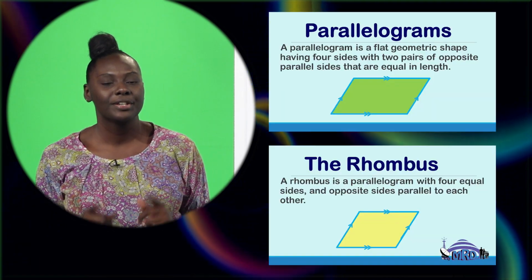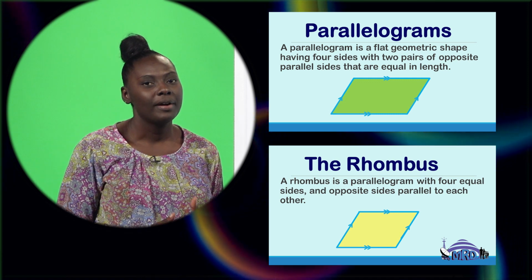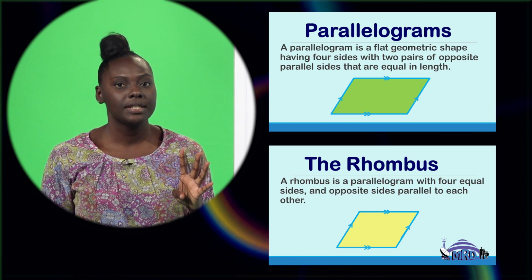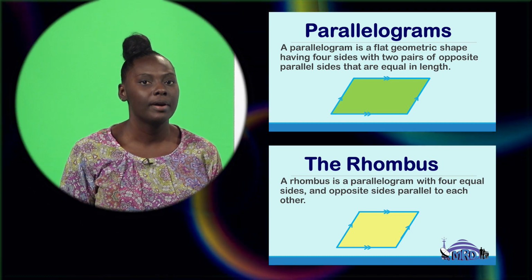Hi everyone. Today we'll be looking at two similar quadrilaterals. Can you guess them? If you guessed the parallelogram and the rhombus, you are correct. Both the parallelogram and the rhombus are flat geometric shapes having four sides with two pairs of opposite parallel sides.